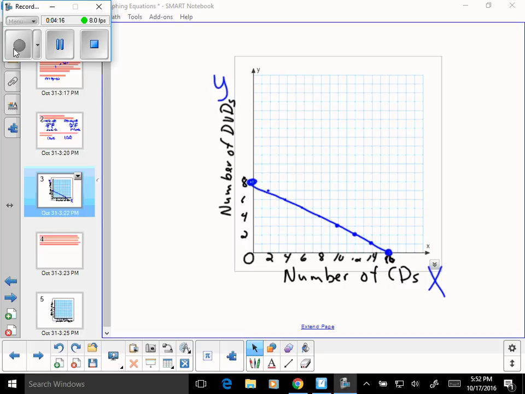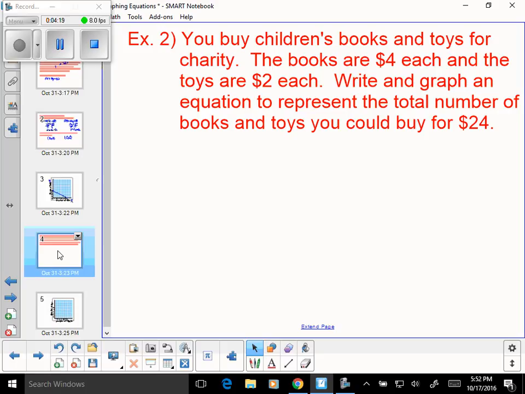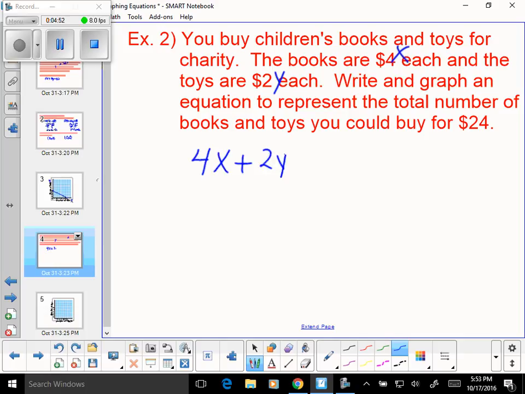Let's move on to example 2. Example 2 will be done pretty much the same way. This time you are going to buy children's books and toys for charity. The books are $4 each and the toys are $2 each. Write and graph an equation to represent the total number of books and toys that you could buy for $24. If you notice on your graph, the number of books is x and the number of toys is y. So 4x plus 2y is going to equal 24.